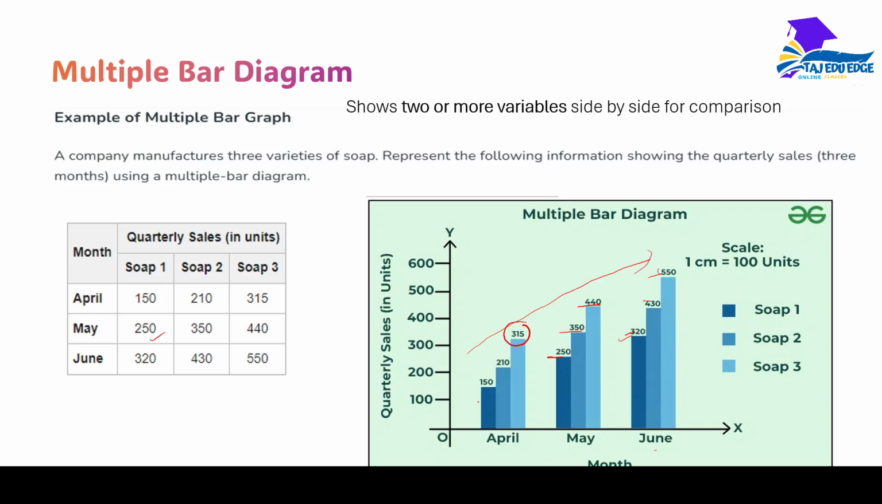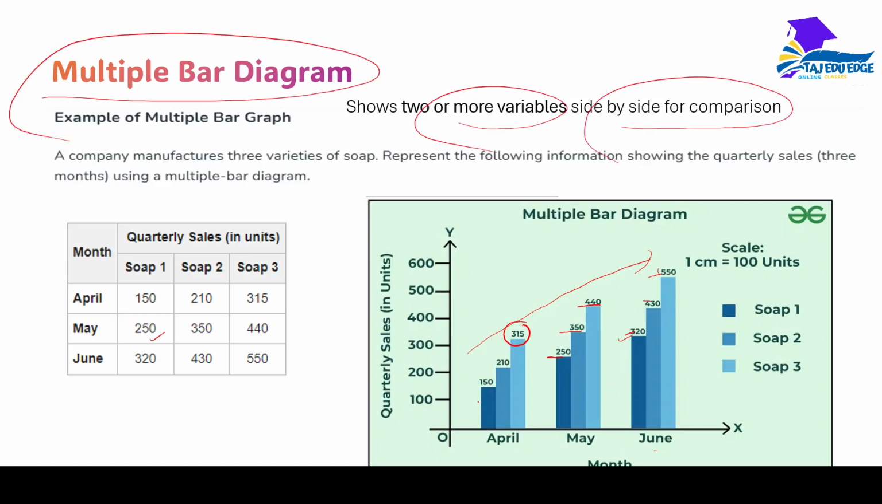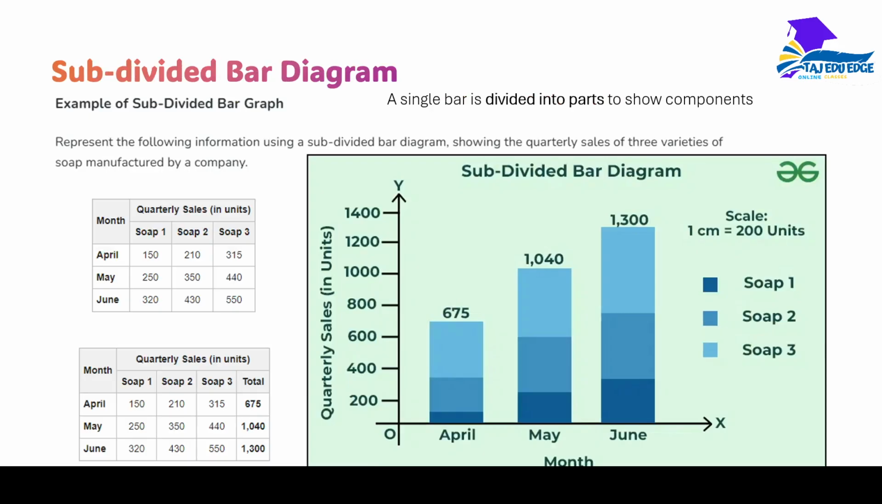Right? So it is possible for us to compare varieties of products, different variables, more variables, and compare them properly side by side. That is the use of multiple bar diagram. This is multiple bar diagram. I hope that you have understood the multiple bar diagram now. Let's go with subdivided bar diagram.